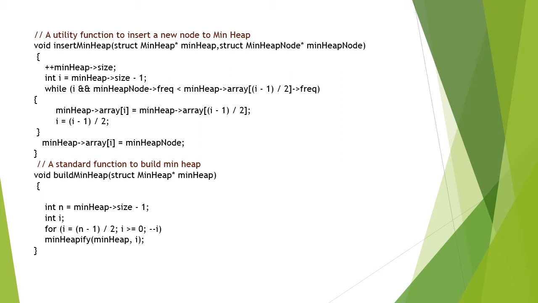And void buildMinHeap, struct MinHeap star minHeap. Here we are declaring n and i and a for loop, and n is minHeap size minus 1. And finally we are going to call the minHeapify function which takes the parameters minHeap and i.